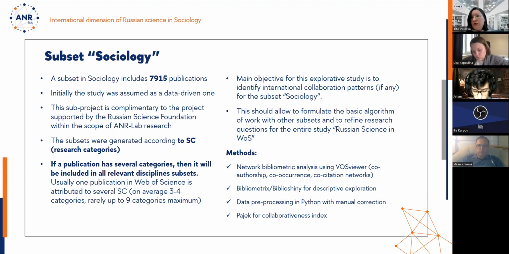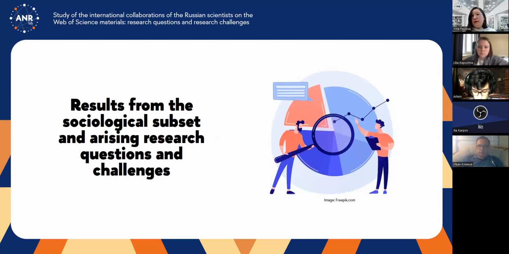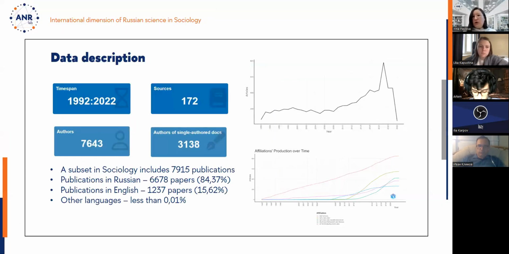We used different software tools. We used PyEC, WoS Viewer, R with bibliometrix, BiblioShiny, and pre-processing was done with Python with manual corrections, and we'll talk about that a little bit later. So right now, I'm going to present some results, some insights from this sociological subset, because this allows us somehow to structure our further research and also to help us to think about the research problems that we faced during this stage of our research. So, in terms of the research questions, research challenges, and some insight in the sociological subset.